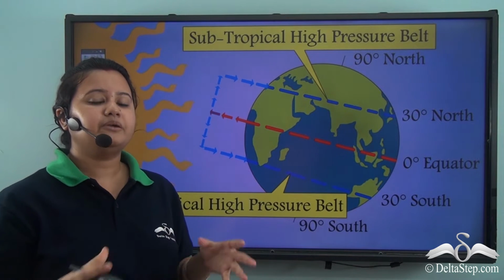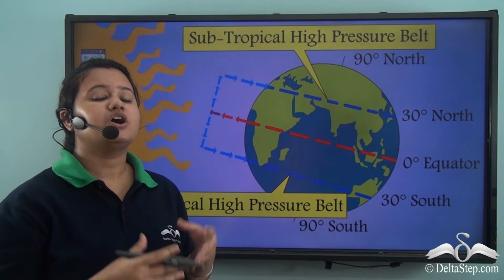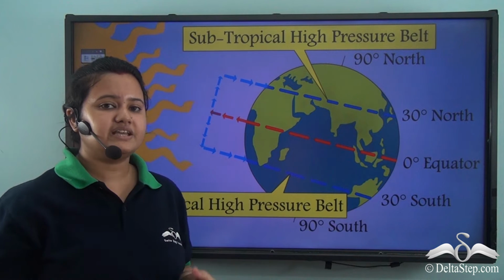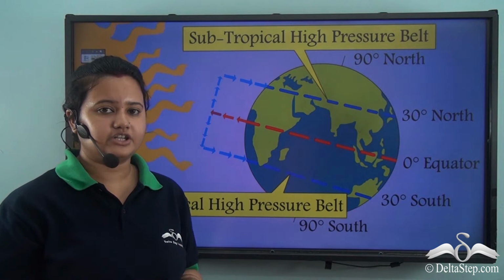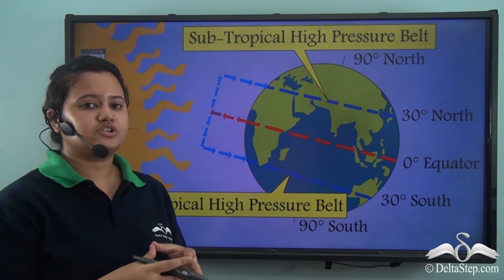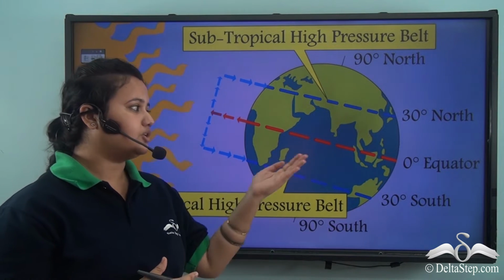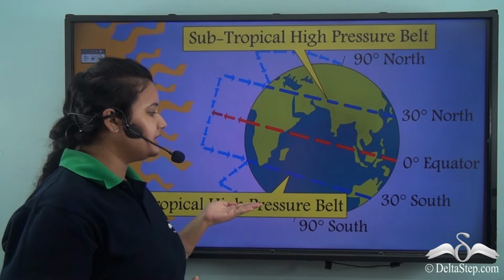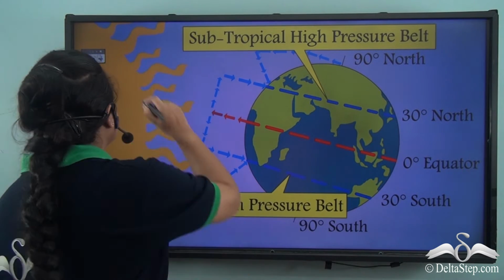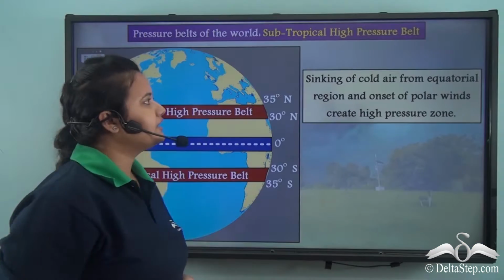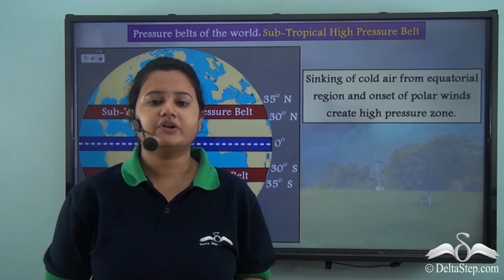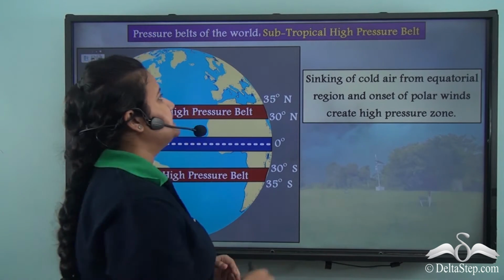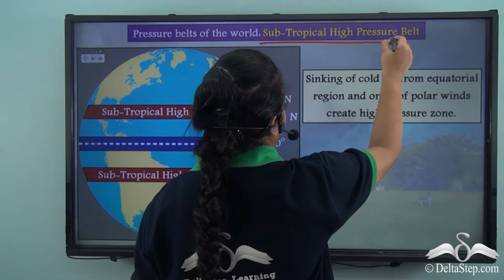Now, this high pressure zone also receives polar winds which intensify the high pressure condition. So, this high pressure zone existing 30 degrees north and south of the equator is also known as the subtropical high pressure belt. We will now discuss the characteristics of the subtropical high pressure belt.